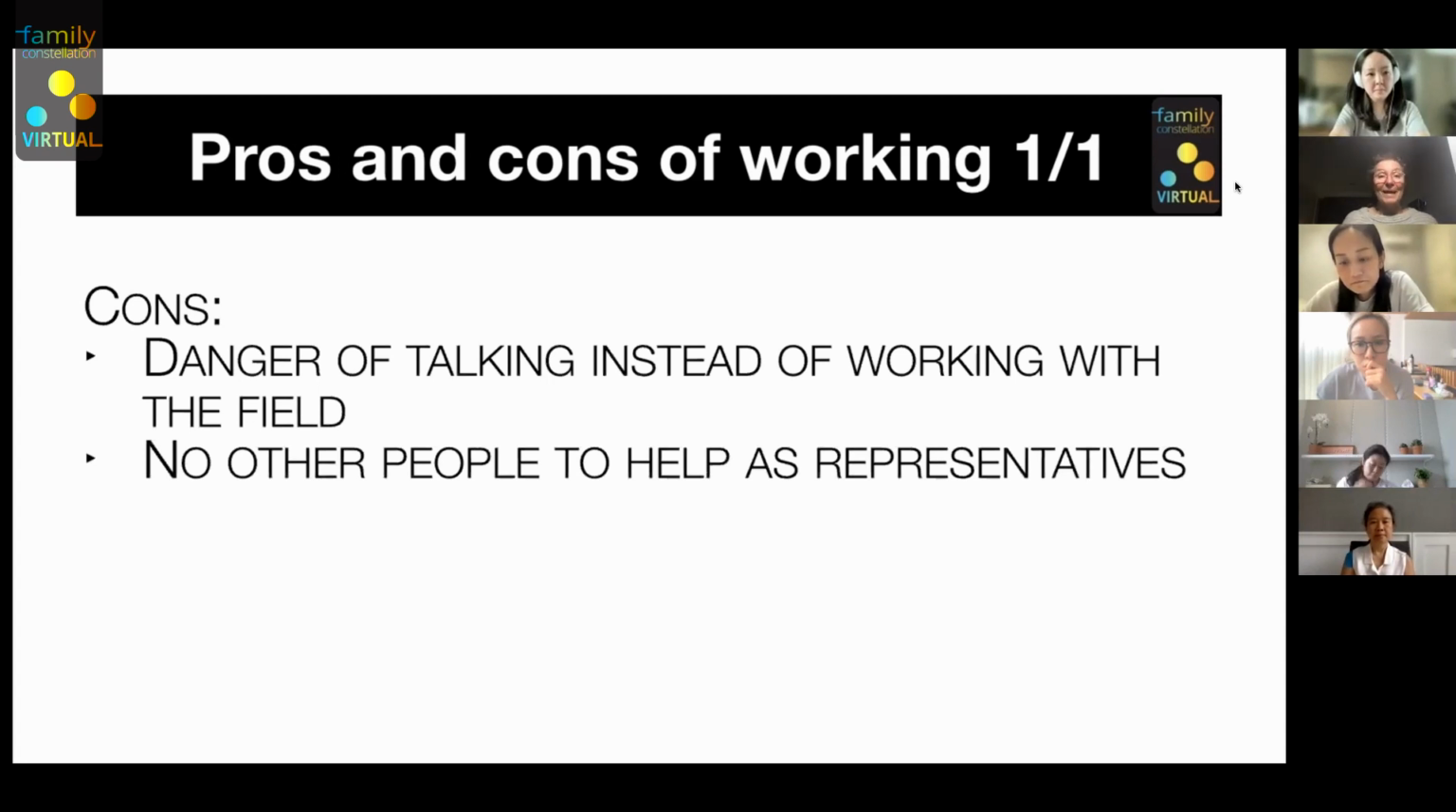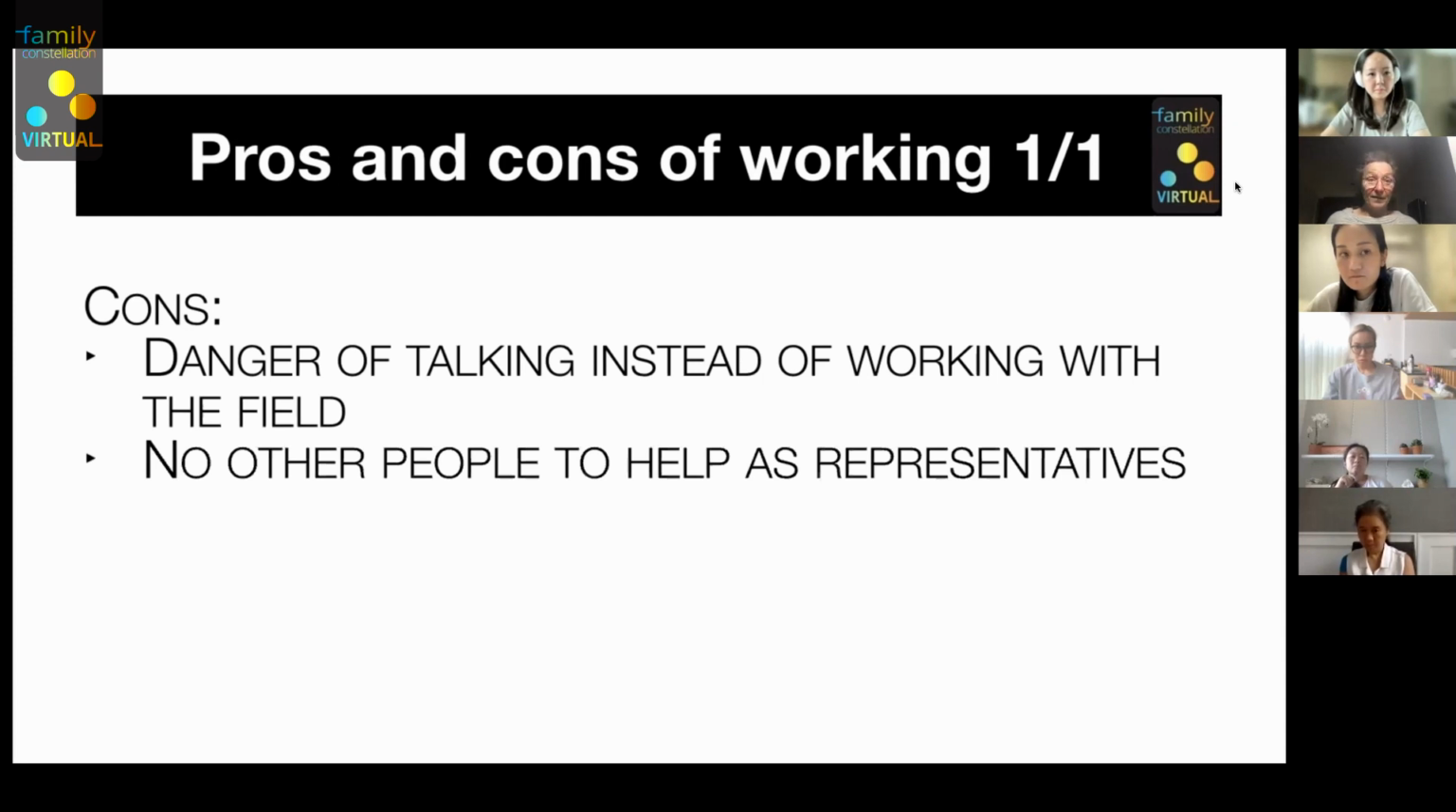Okay. That's a very obvious one. Why the one-on-one session is probably not ideal is because you have no other people to help as representatives. Although I urge you to do one-on-one sessions starting with family constellation, because it's an easy way to do it, you will also find it probably more challenging because you don't have the representatives who are giving you hints. So this is what you have to find a balance with, right?